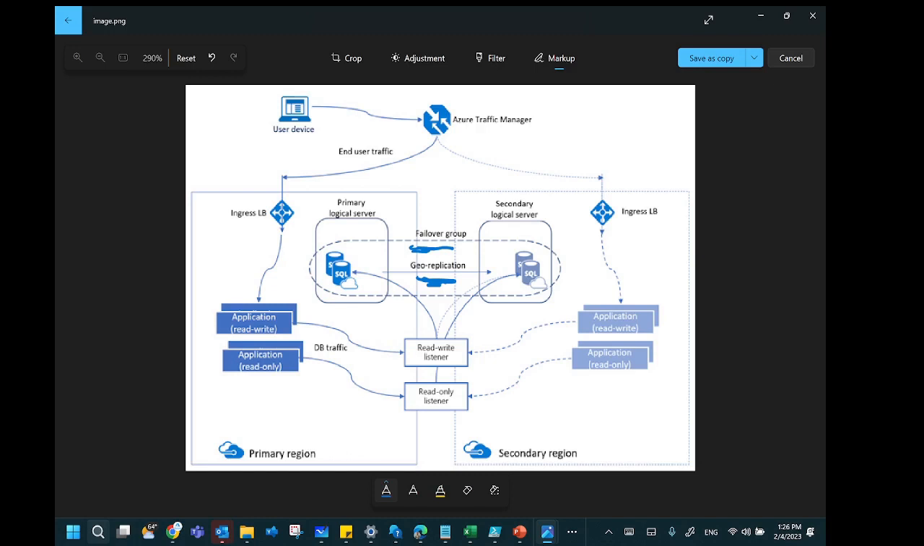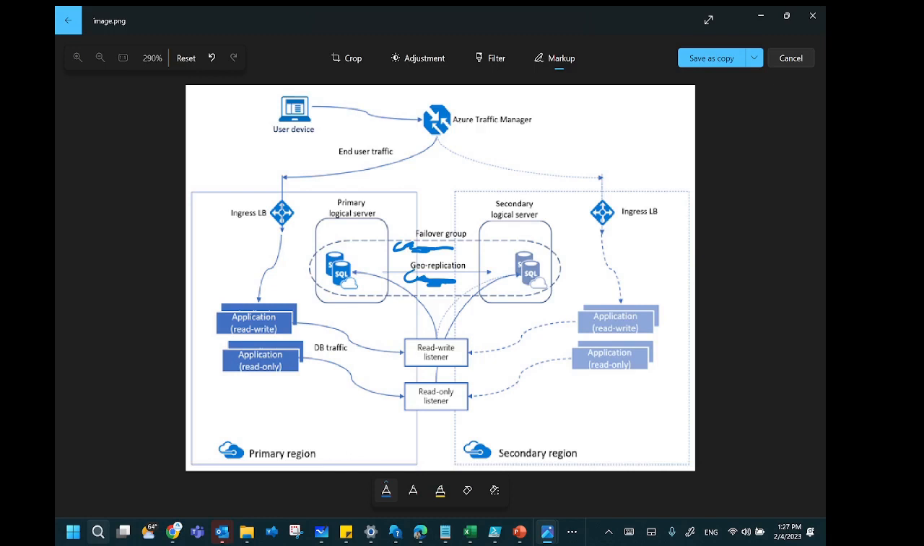You can use, I mean here, failover group and geo-replication. We can use them together. Try to answer this question. Yes, you can use both geo-replication and the failover group together to achieve a comprehensive high availability and disaster recovery solution in Azure for a SQL database.